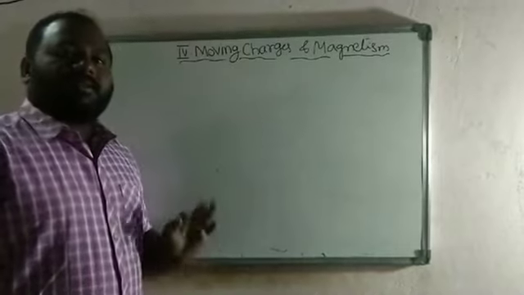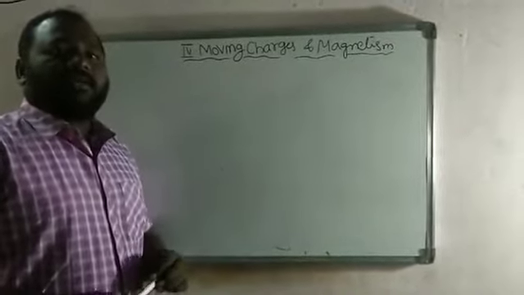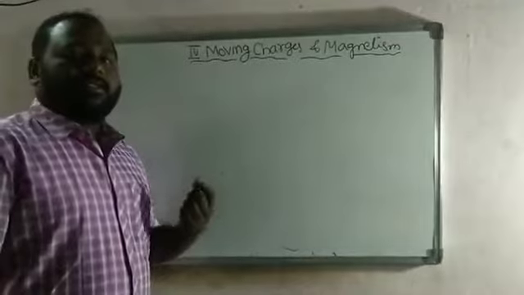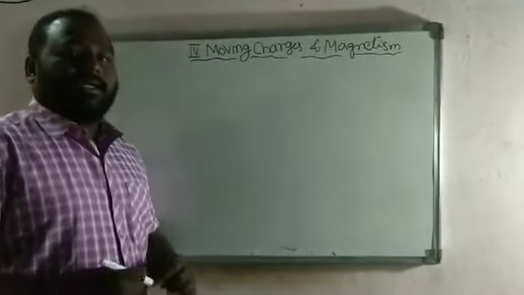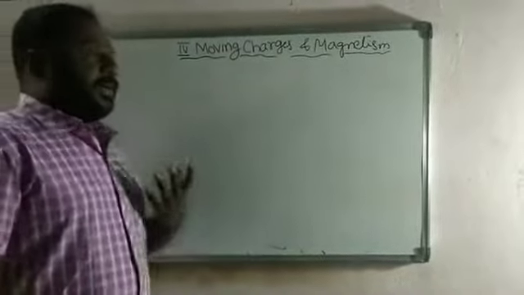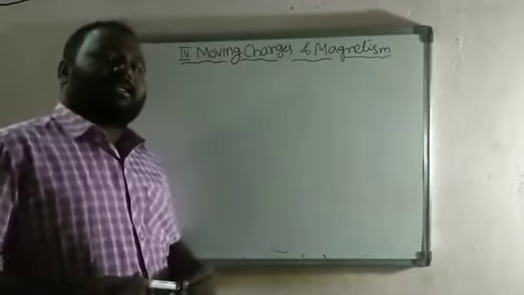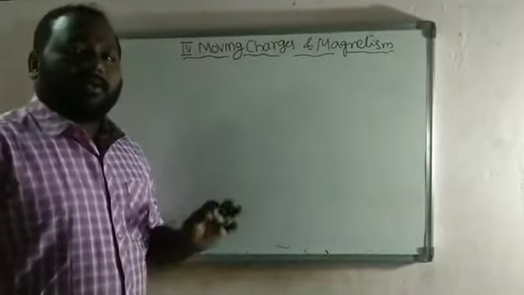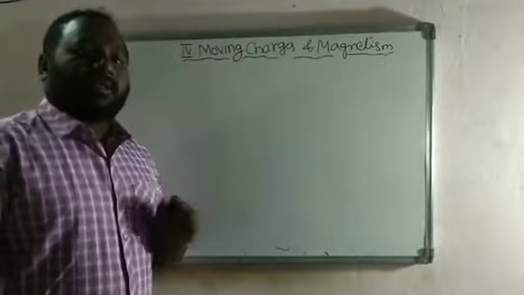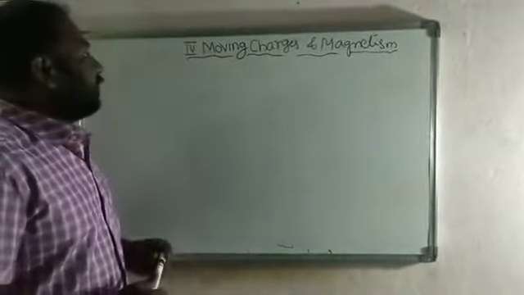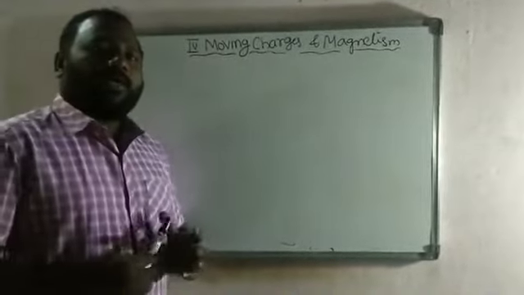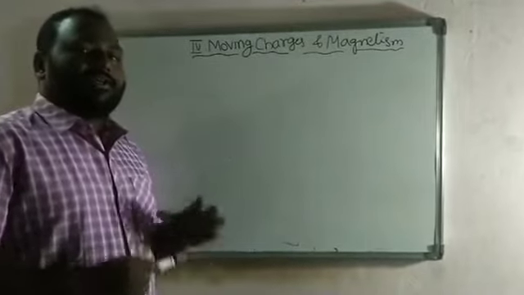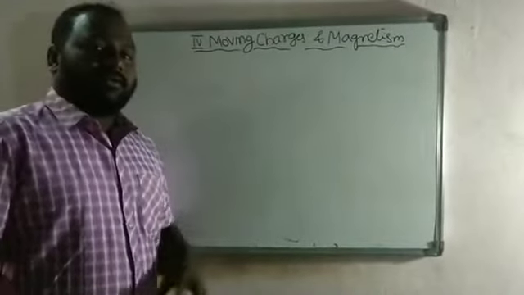In the last session, we discussed what a moving coil galvanometer is, what its principle is and how it works. We also understood the current sensitivity and voltage sensitivity of the galvanometer. In today's session, we are going to study how a galvanometer is converted into an ammeter and into a voltmeter.